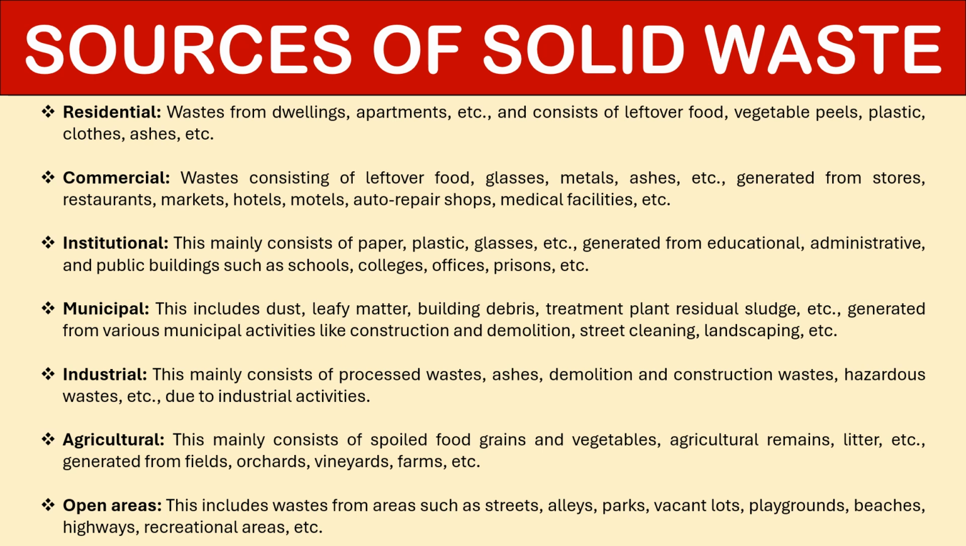All those things come under municipal waste. Then industrial, those come from the industries like processed waste, ashes, construction waste. All those come from industries. Agricultural source, which mainly consists of spoiled food grains, vegetables, and waste generated from the vineyards or orchards or from our normal fields where we do the agriculture. So from those also we get these types of waste.